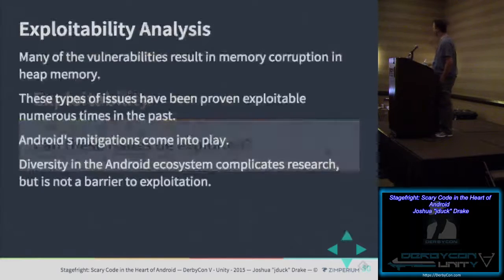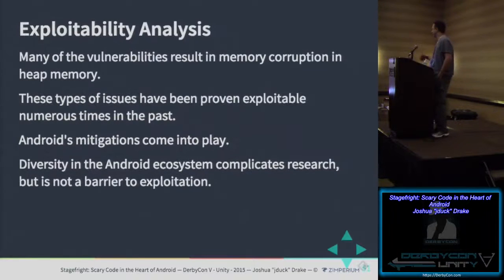So exploitability: can these things really be exploited? I guess it's not really a mystery at this point whether or not these things can be exploited. A lot of them resulted in memory corruption in the heap. It turns out there's not really heap cookies in Android. There's not really a lot of hardening for the heap. So this is kind of a weak area even today for Android. Heap bugs are really hard to fix or mitigate away like magic.